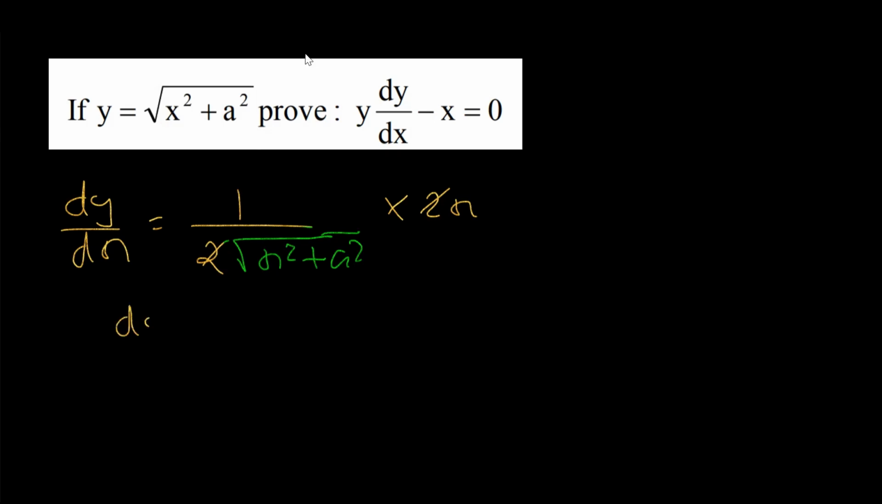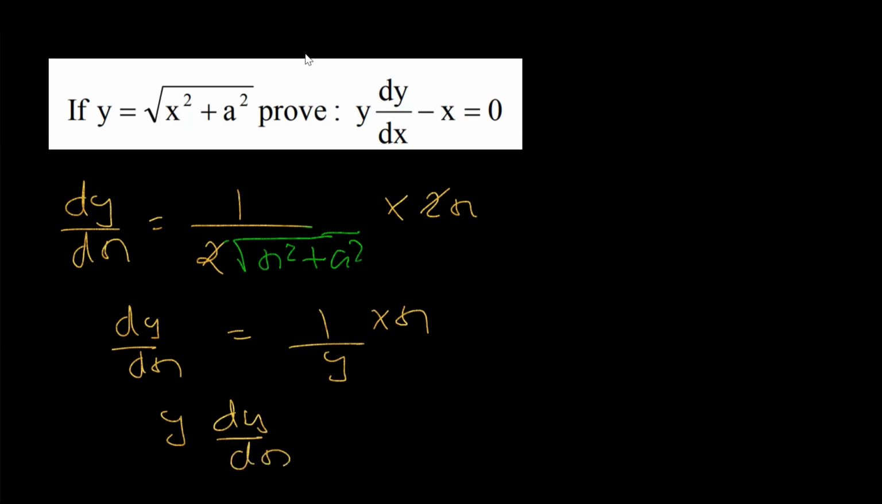So if I write dy by dx, and this, as I said, can be replaced with y, and this is multiplied by x. So if I transpose y to the left hand side, y multiplied by dy by dx is equal to x. One more step where we'll be transposing x to the left hand side, so it should be minus x equals 0.